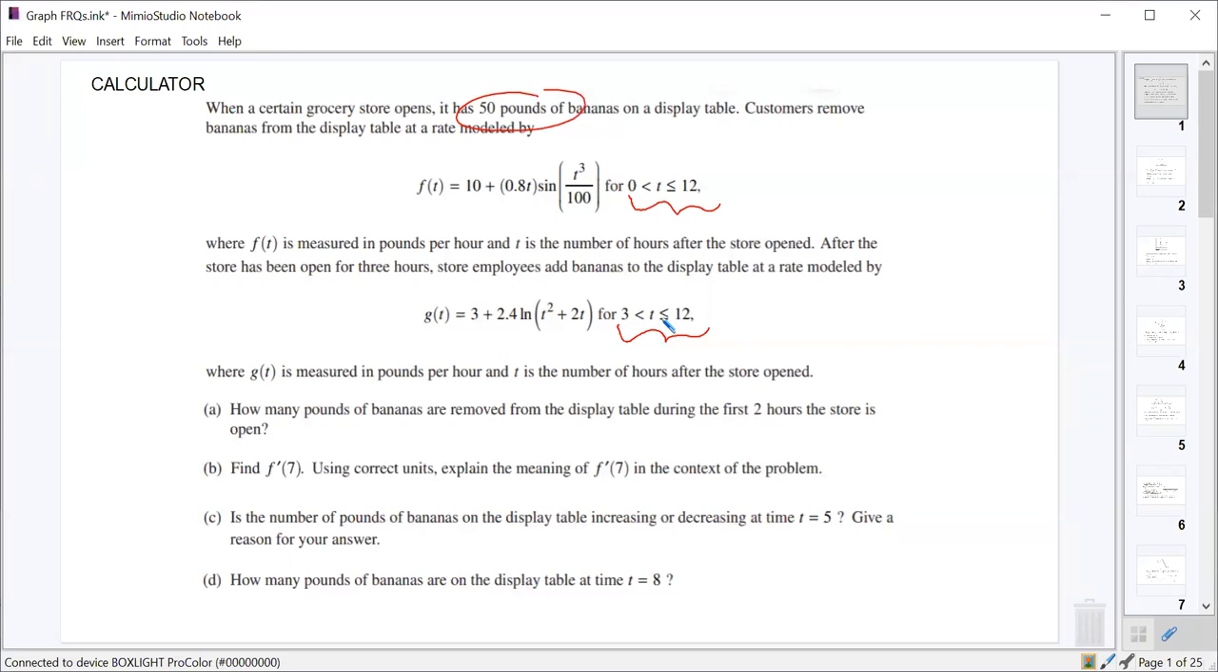All right, how many pounds of bananas are removed from the display during the first 2 hours? That should be easy. It should just be the integral from 0 to 2 of the function that represents the rate at which the bananas are being removed. So what's the integral from 0 to 2 of f of t dt?